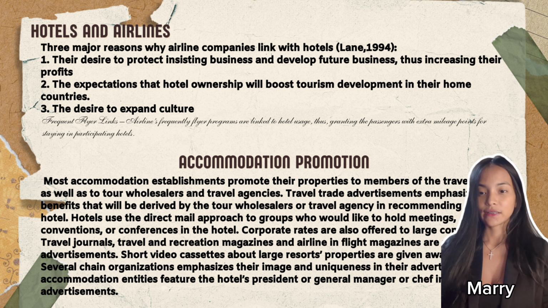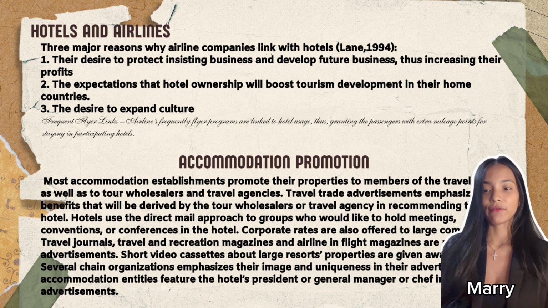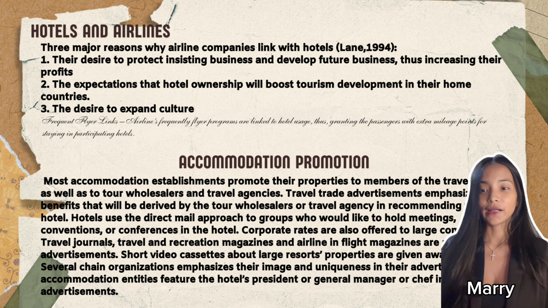Frequent flyer links. Airline frequent flyer programs are linked to hotel usage, thus granting the passenger extra mileage points for staying at a participating hotel. For example, those who have ridden an airplane usually see at the back of the seat the flyers of hotels. When passengers look at the flyers, they see the hotels participating with that airline.